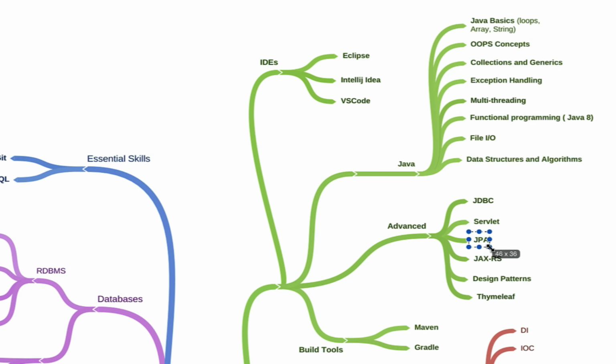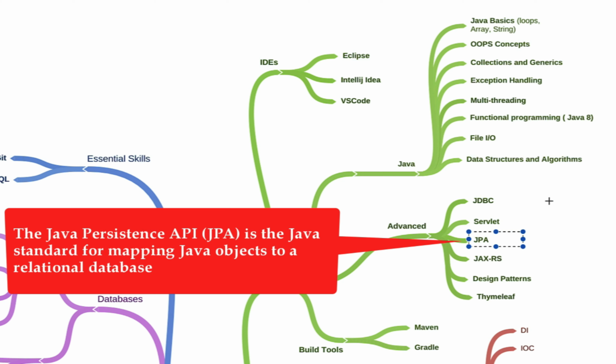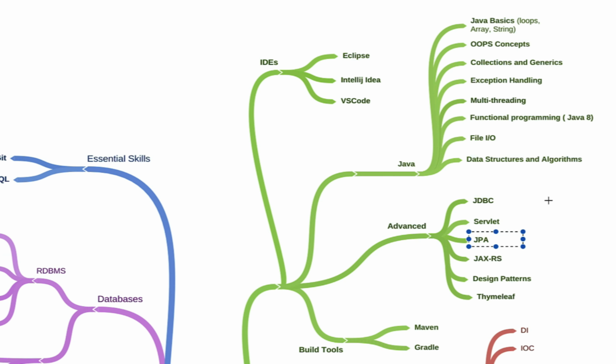Next, JPA. JPA stands for Java Persistence API, and it is again a standard Java specification that we can use to map a Java object into a database table. Okay, so we can use JPA to directly map our Java object into a database table, and JPA basically provides mappings like one-to-one, one-to-many, many-to-many. All right, so these are the very important topics you need to learn in JPA.